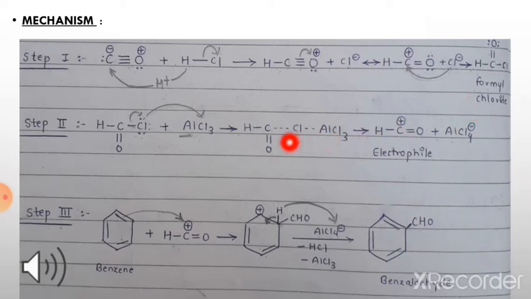Further, the reaction proceeds in second step. Formyl chloride reacts with aluminum trichloride, that is AlCl3. As we know, aluminium present in AlCl3 has incomplete octet, so here aluminium needs electrons. Chlorine is highly electronegative. It will attract electrons and will form the bond with AlCl3 to form AlCl4 negative ion, and the carbon acquires partial positive charge, and here is the formation of electrophile.